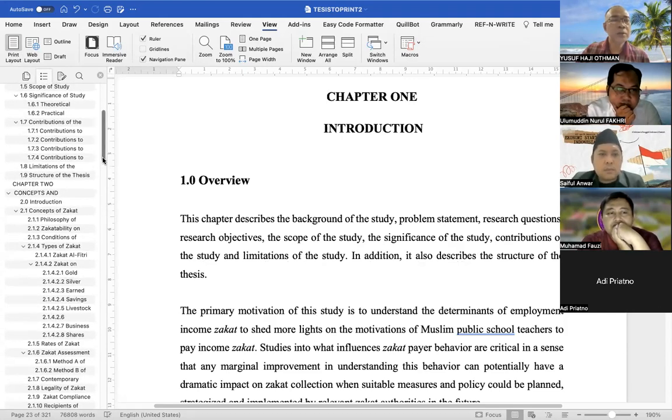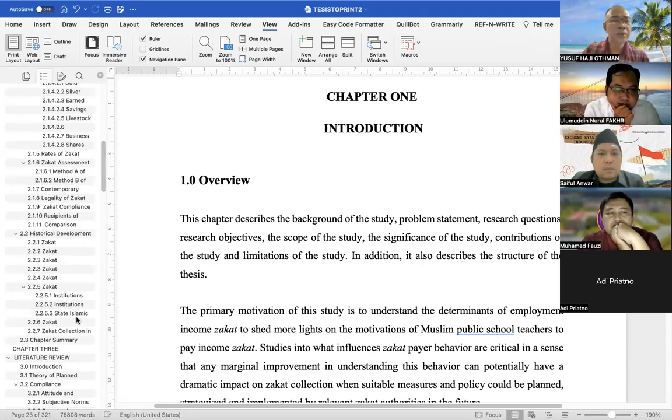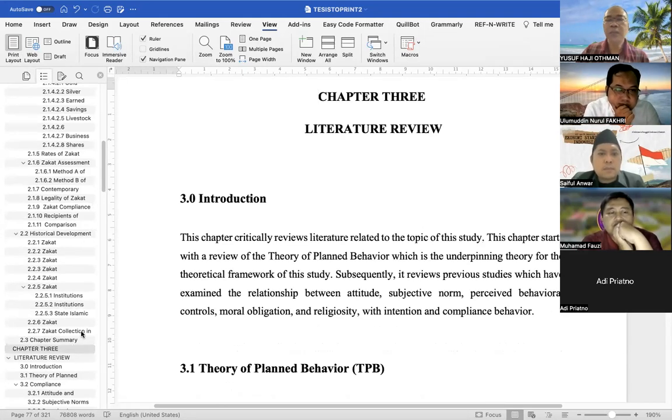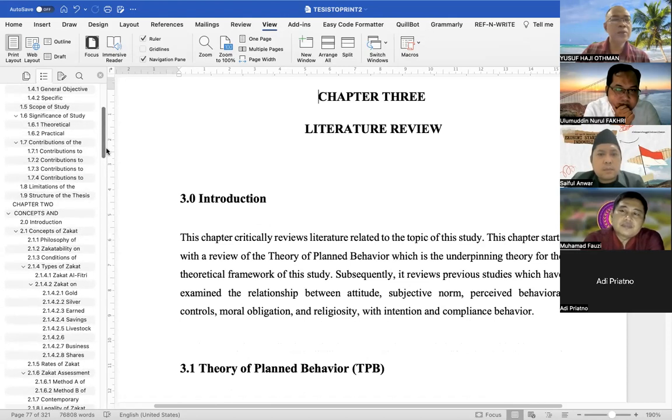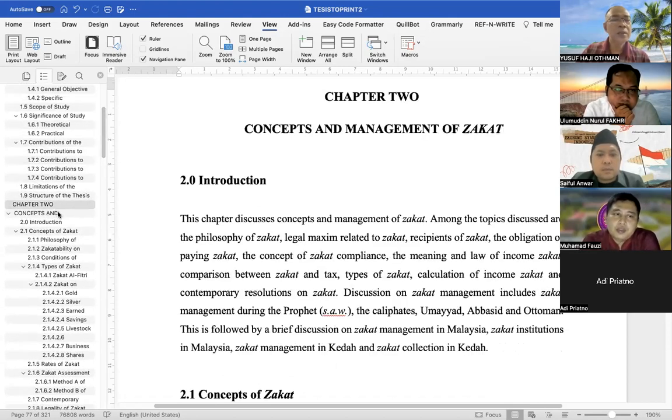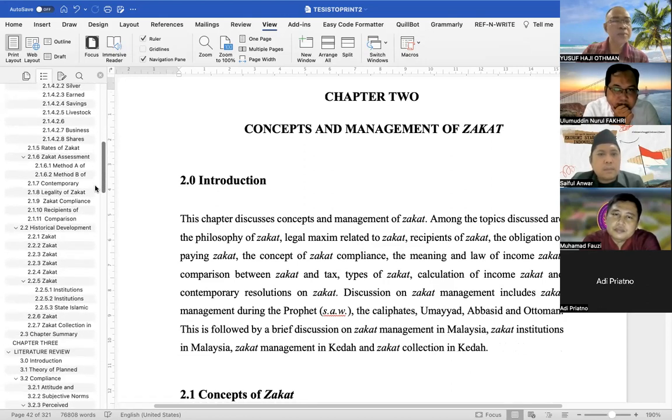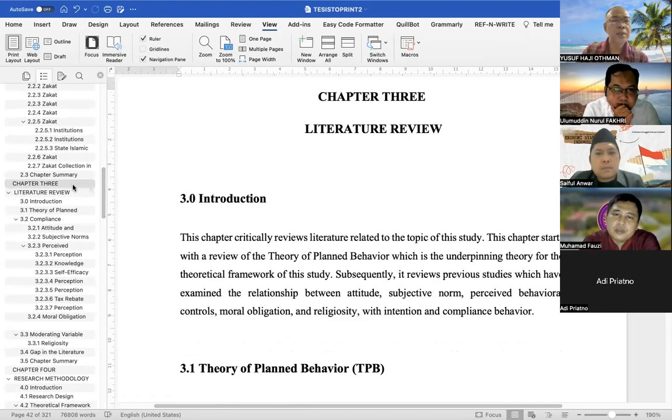Chapter 2, originally, literature review. But they made me write chapter 2 as concepts and management of zakat. So literature review becomes chapter 3. So it depends on the examiner, right? Because before this, my chapter 1 was too long. So they wanted to make it into 2 chapters.